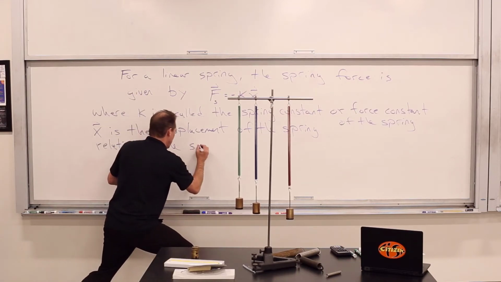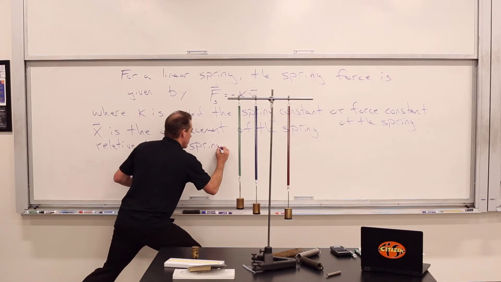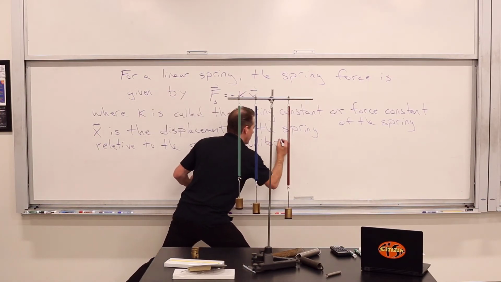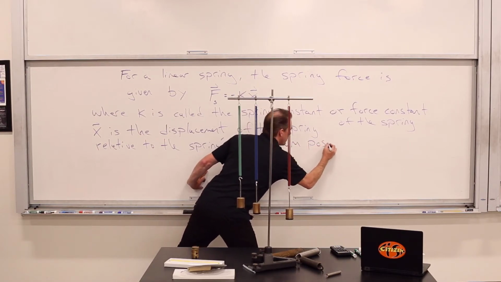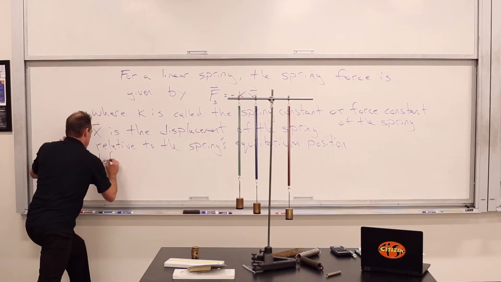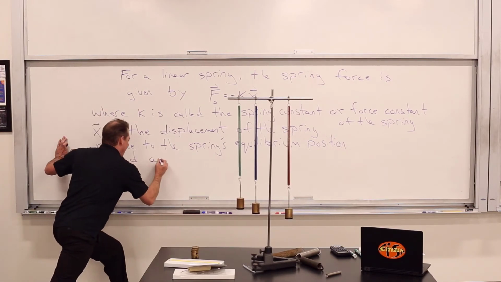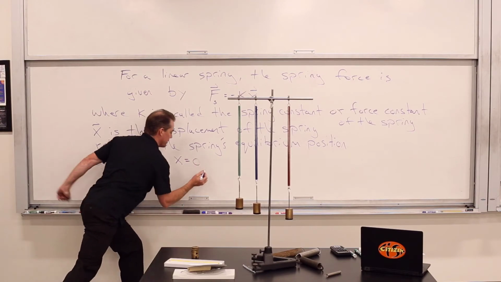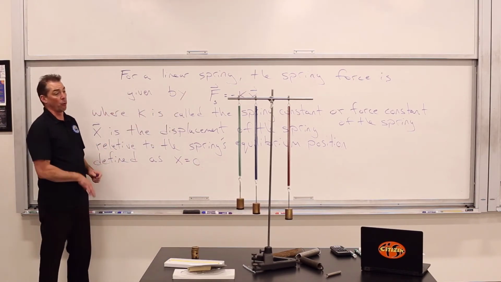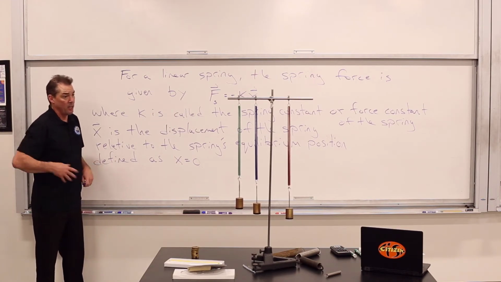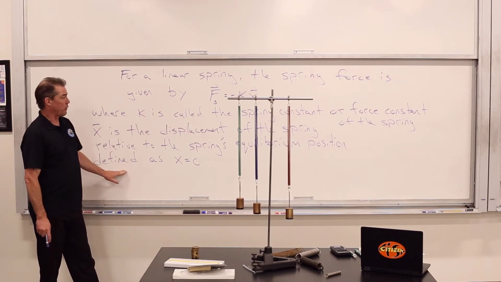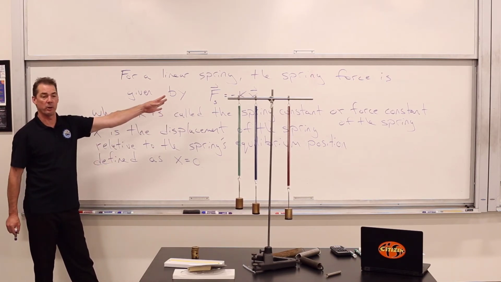Relative to the spring's equilibrium position, which is defined as x is equal to 0. So what we want to do is measure all displacements of the spring relative to the equilibrium position, which traces back ultimately to the natural length of the spring itself. Measure things from there, and this gives us what the spring force is.